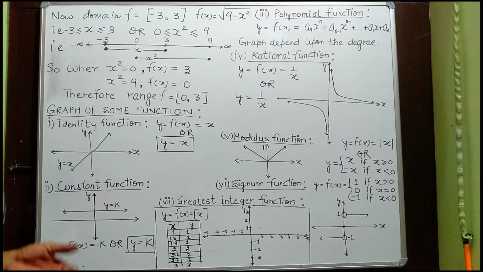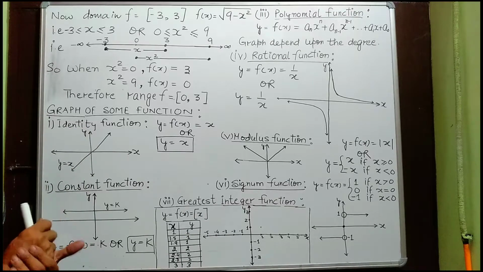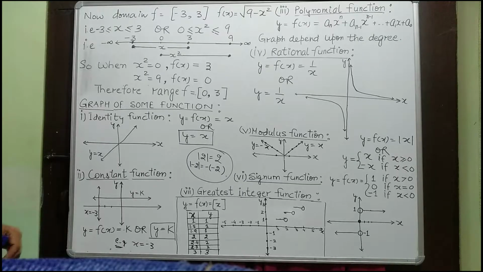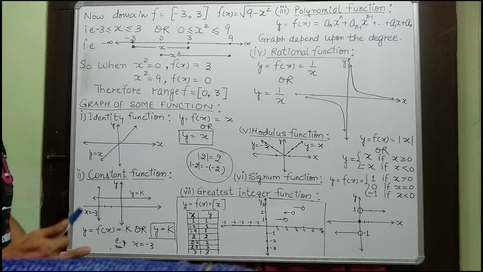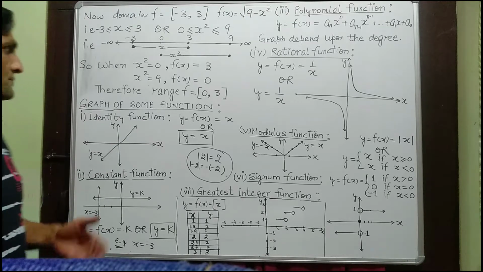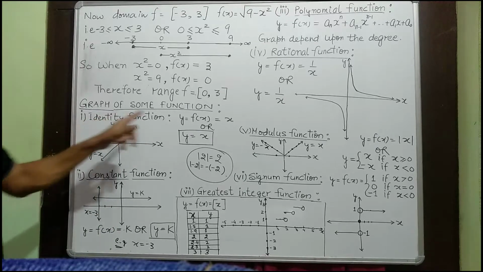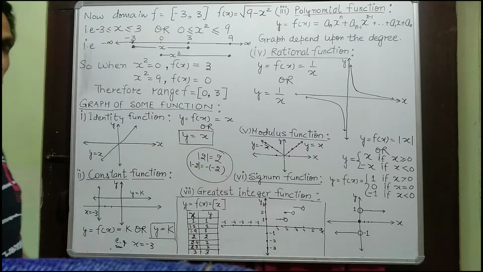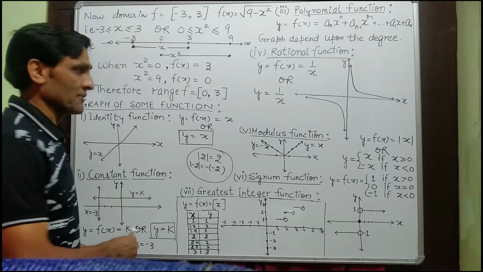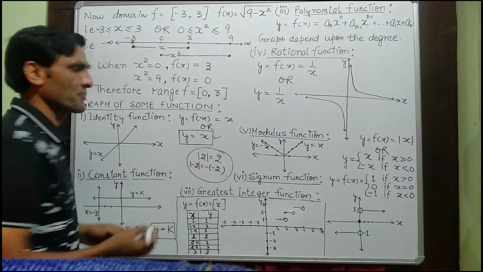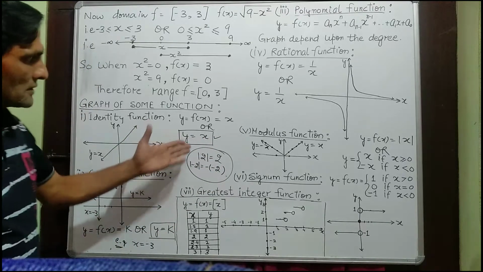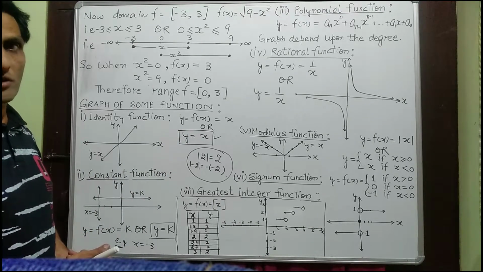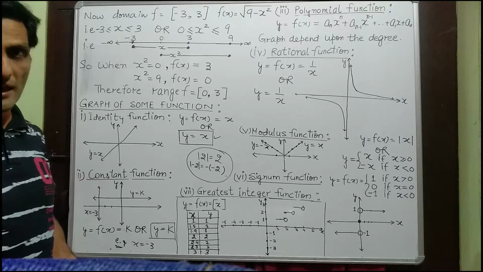Now, next we are taking graphs of some standard functions as you studied. So first is the identity function. You know the identity function can be expressed as y is equal to f(x) is equal to x. This is the identity function, and the identity function is a linear equation as you studied in class 9 and 10.